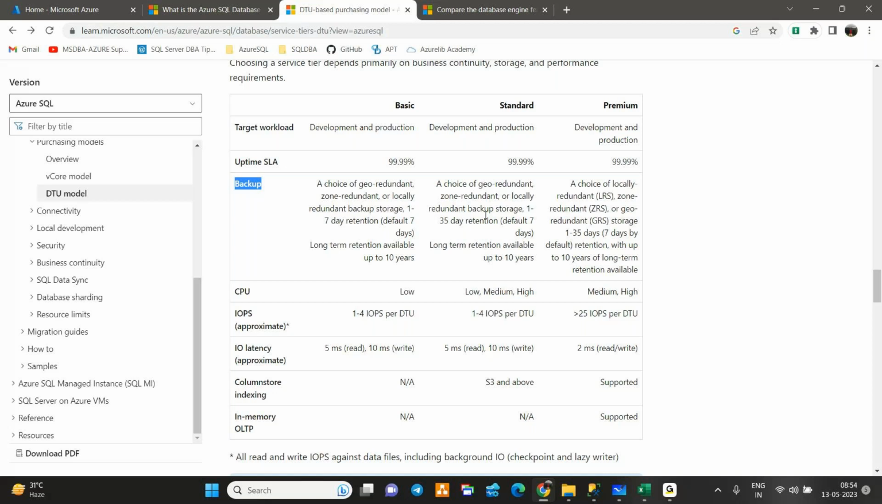Okay, so when you go to Basic, there will be only local redundant storage. Means you are going to get local backups, not user.